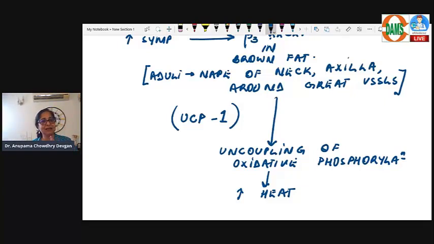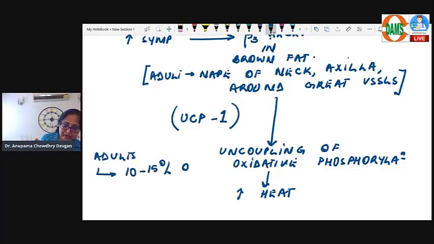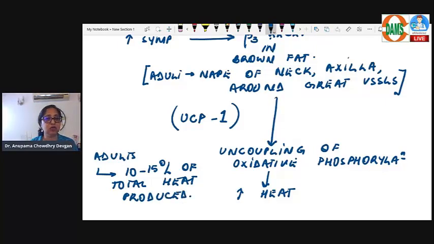Now, is this mechanism important in adults? No. In adults, this mechanism is responsible for only 10 to 15% of the total heat produced. So it is not an important mechanism in adults. This is an important mechanism in newborns, but not in adults, right?